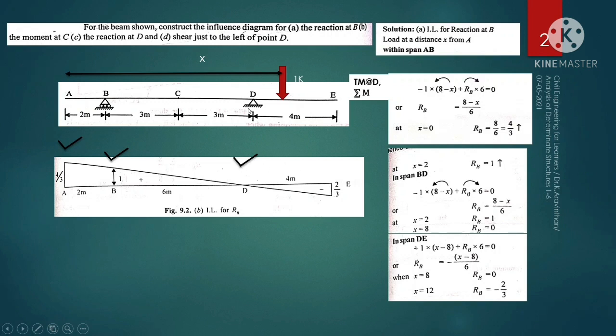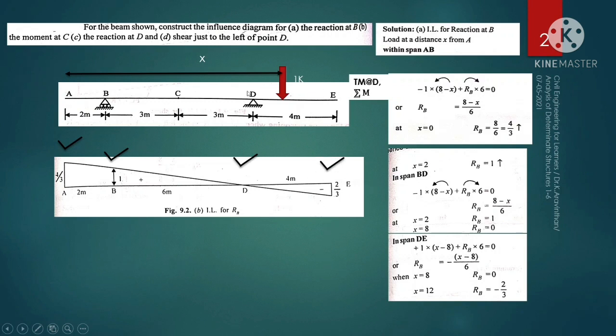So at the point 8 meter it will be 0, and if you need it at the junction E, you have to substitute x equal to 12. So if I substitute 12 here, 12 minus 8 will be 4, and 4 by 6 will be 2 by 3. So this is the answer, that is 2 by 3, which is in terms of negative. So we got all the values here.